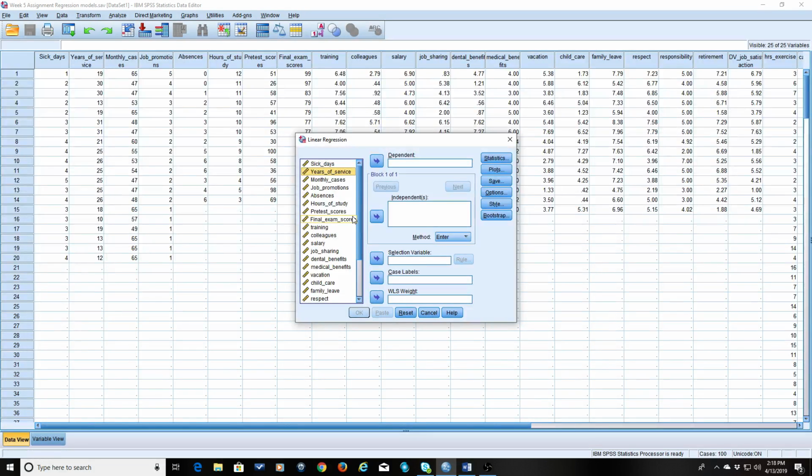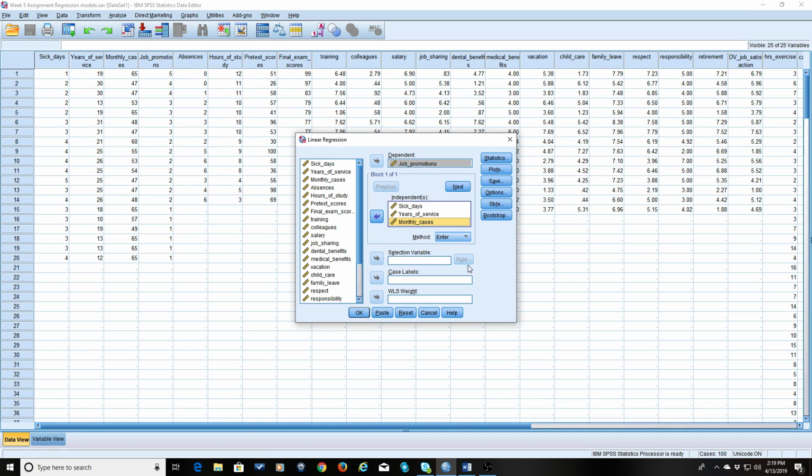All right, so in your dependent variable you put job promotions, because you want to look at the variables that might predict job promotions. The three variables that we want to look at are number of sick days, years of service, and monthly cases. Again, you're hypothesizing that these are going to be predictors of how well people are promoted.